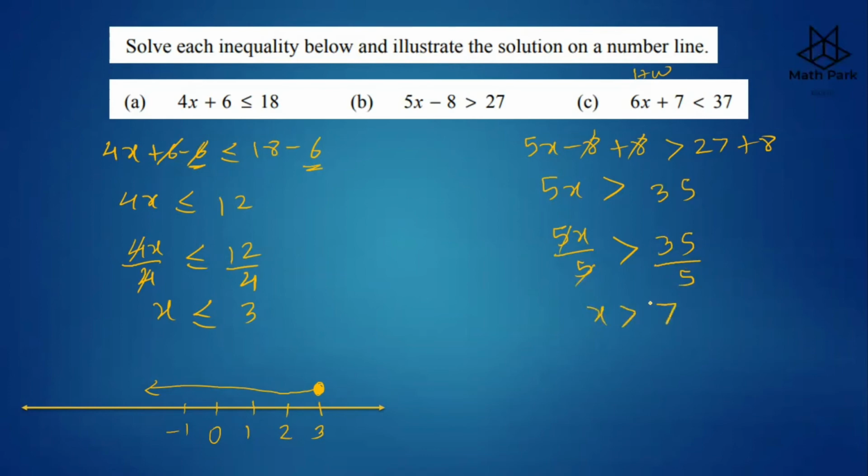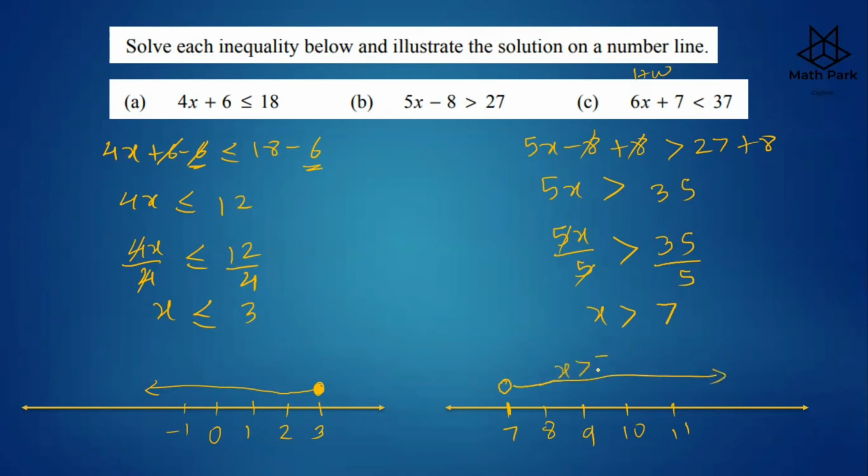Now let us show this on the number line. So x is greater than 7. Greater than 7 means it is going to go towards the right-hand side. So we'll start from 7 here: 7, 8, 9. Remember this distance has to be equal. We have to take a proper scale: 9, 10, 11 and so on. This arrow says that it extends endlessly. Now we will have a hollow circle because it is only greater than, it is not greater than or equal to. And this is how this line shows x is greater than 7.